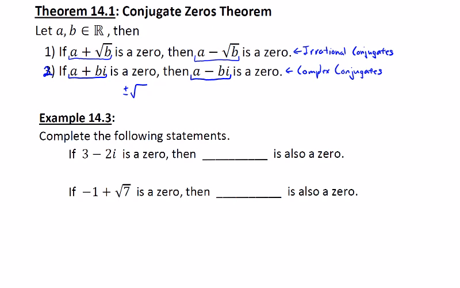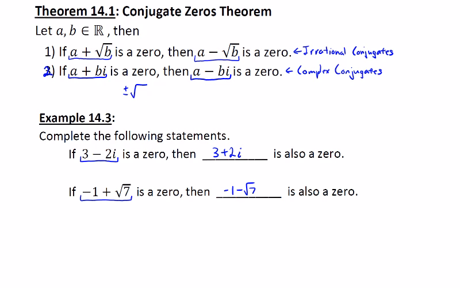So then example 14.3 gives us a chance to practice this. It says complete the following statements. If 3 minus 2i is a 0, then what also has to be a 0, and that would be 3 plus 2i. And second statement, if negative 1 plus the square root of 7 is a 0, then what else is also a 0? That'll be negative 1 minus the square root of 7.